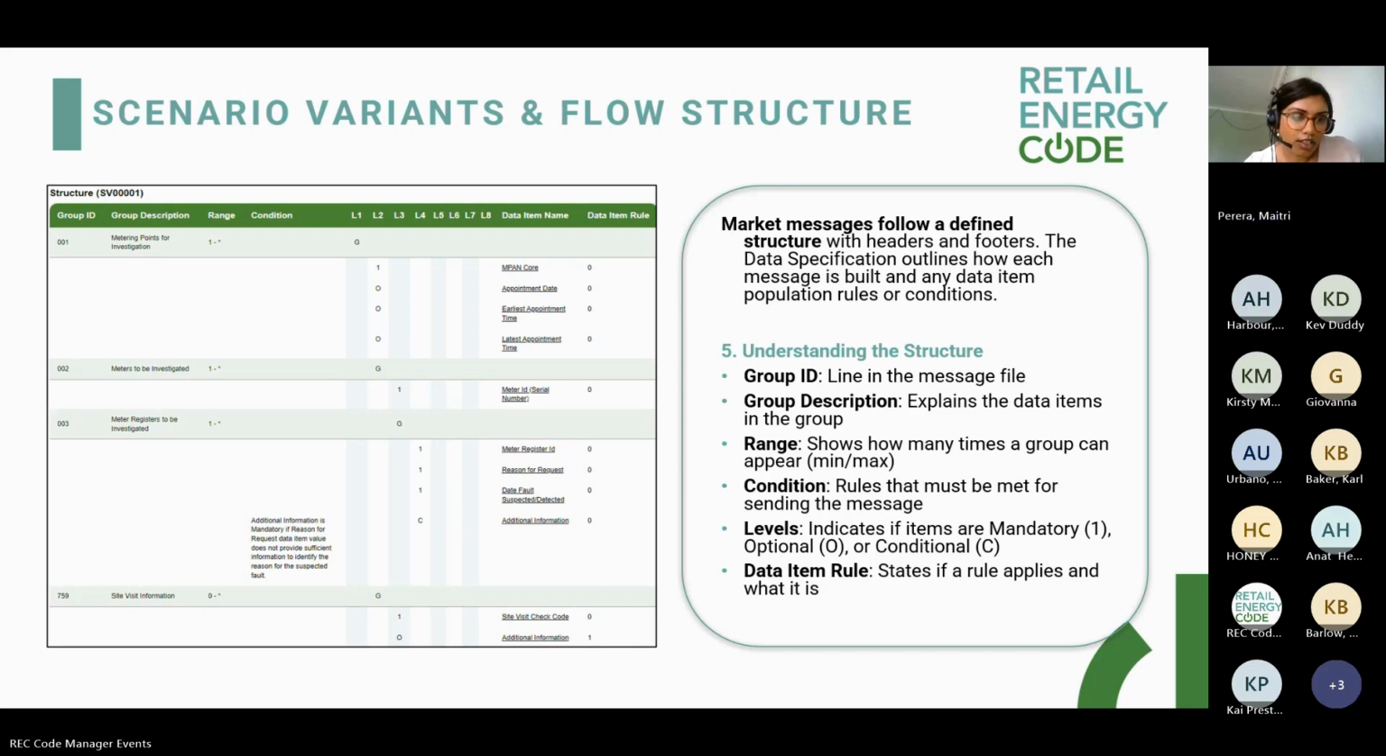After that, we've got the levels, which present the relationship between each of the data items within a group and their conditionality. So 1 equals mandatory, 0 equals optional, and C equals conditional. Conditional items will have the condition specified. There's one data item rule, which presents whether a rule is associated with the data item, which specifies the rule.